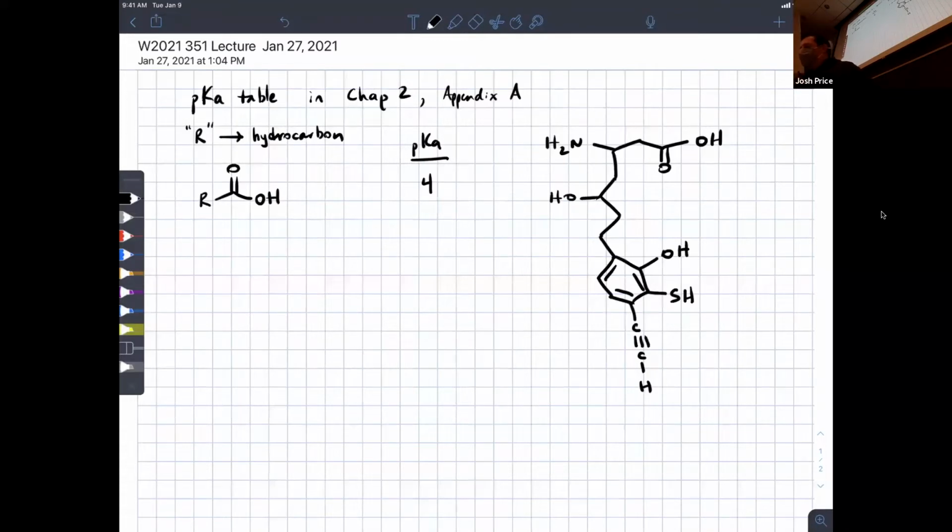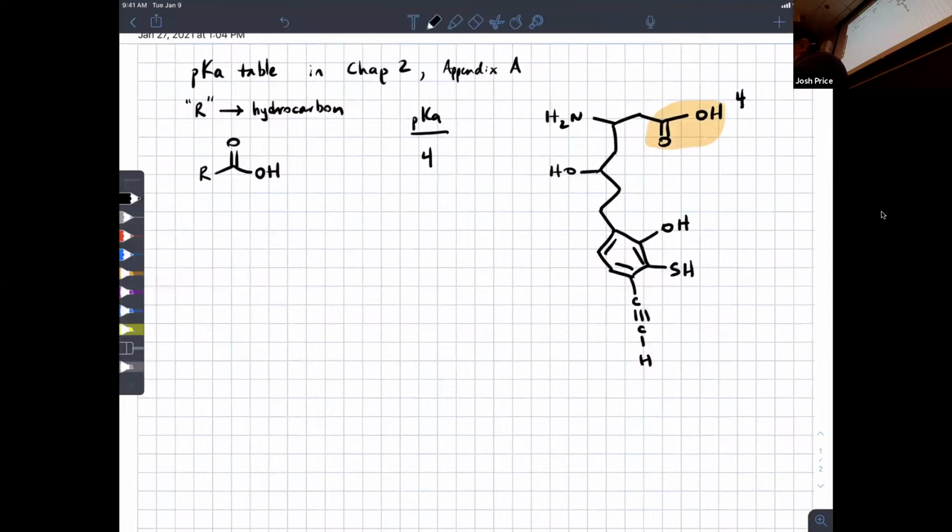So I would need to be able, looking at the pKa table here, to say, this functional group looks an awful lot like the one from the table. And therefore, if I had to choose a pKa for that group, 4 is probably reasonable. Okay.